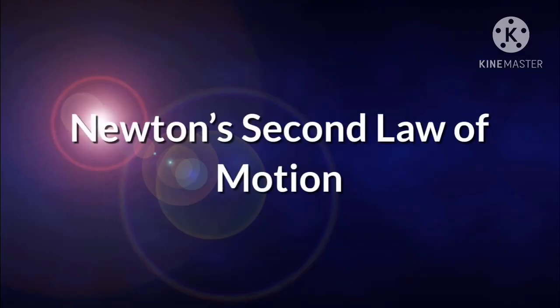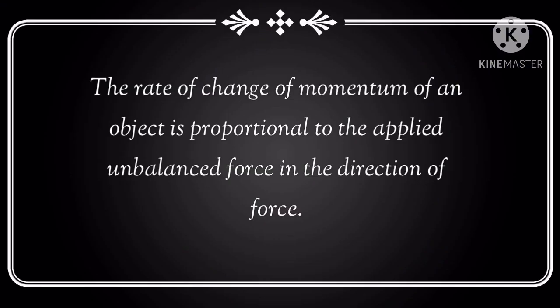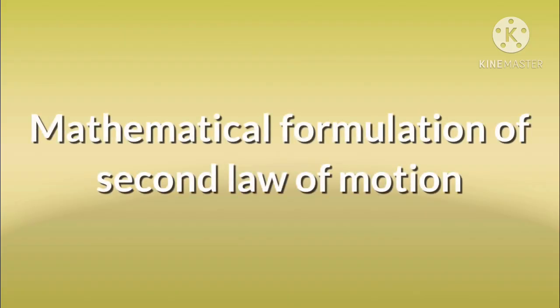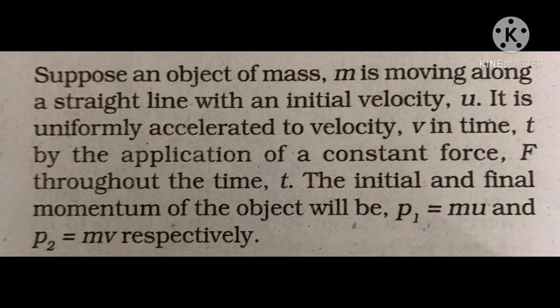The second law of motion states that the rate of change of momentum of an object is proportional to the applied unbalanced force in the direction of force. Now we will see the mathematical formulation of the second law of motion. Suppose an object of mass m is moving along a straight line with an initial velocity u. It is uniformly accelerated to velocity v in time t by the application of a constant force F throughout the time t.